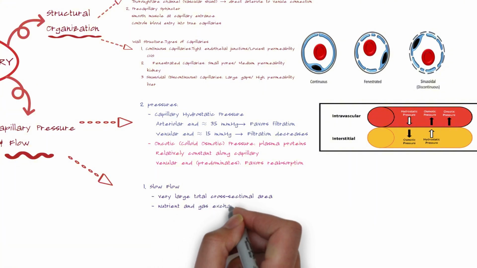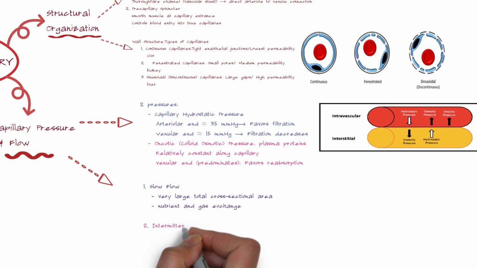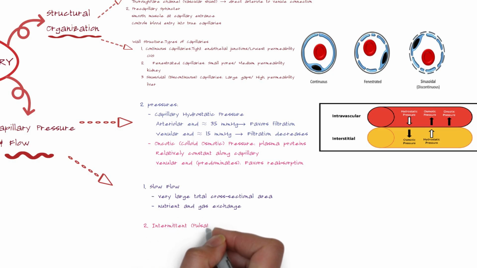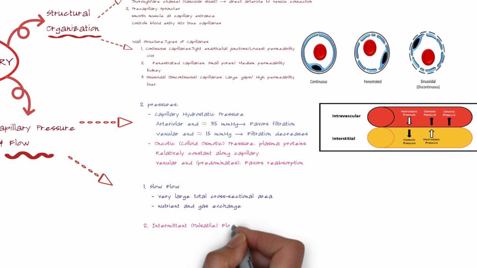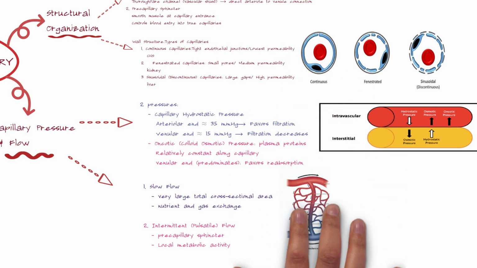The second characteristic of the flow is that it is intermittent, or pulsatile. This is due to the precapillary sphincters, which relax, allowing the blood to enter when the metabolite vasodilator substances increase, such as carbon dioxide, hydrogen, and potassium. When the metabolites decrease, the sphincters contract and the capillary flow stops.